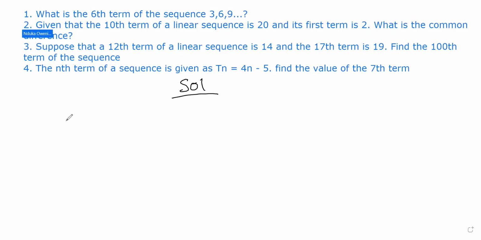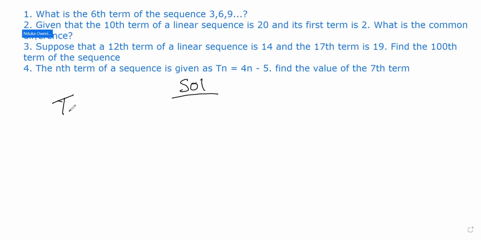So the next question says, given that the 10th term of a linear sequence is 20. Now linear sequence is same as arithmetic sequence. They call it linear because if you plot the graph, it is a straight line graph. So they said the 10th term is 20.